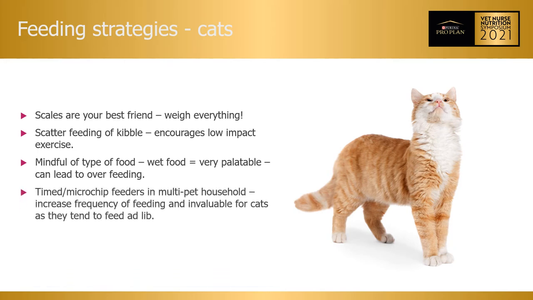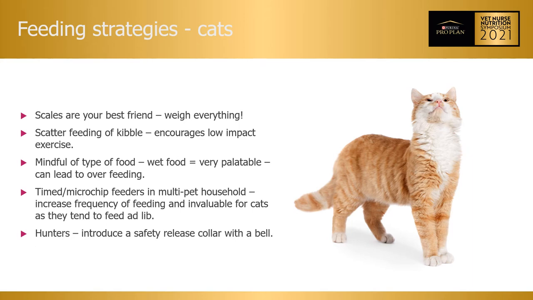And again, there is the use of timed feeders or microchip feeders in your multi-cat household. I think that the microchip feeders are particularly invaluable for those households that have more than one cat, and they all tend to feed ad lib.